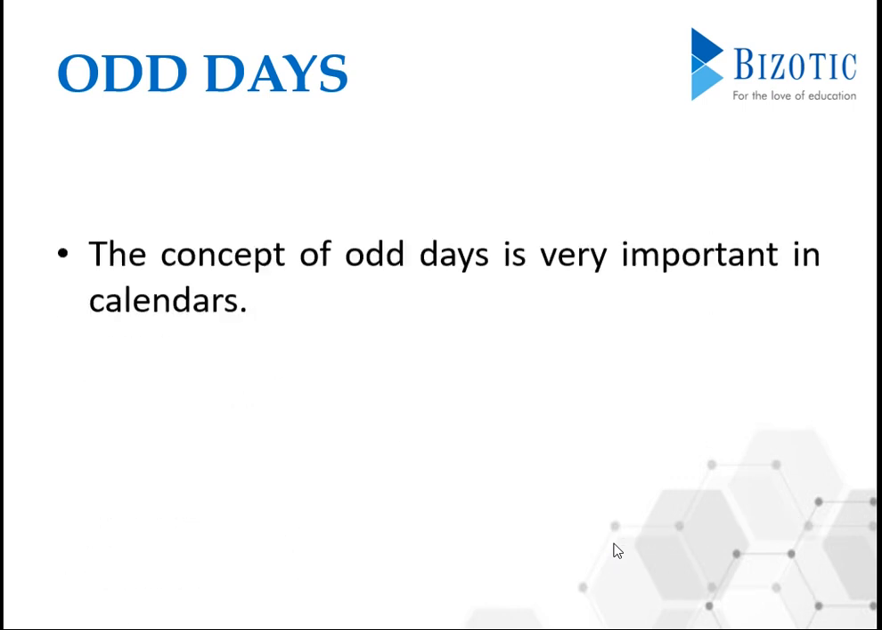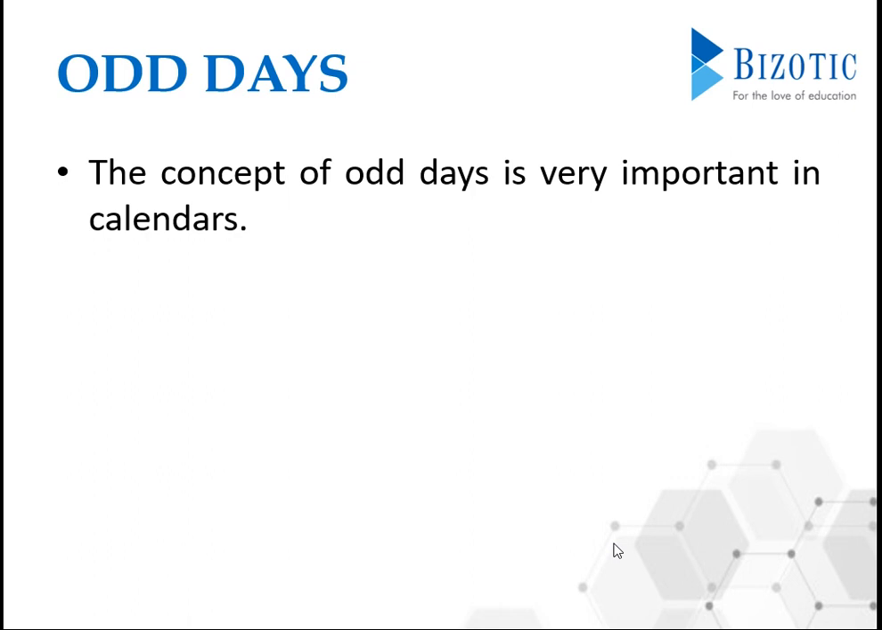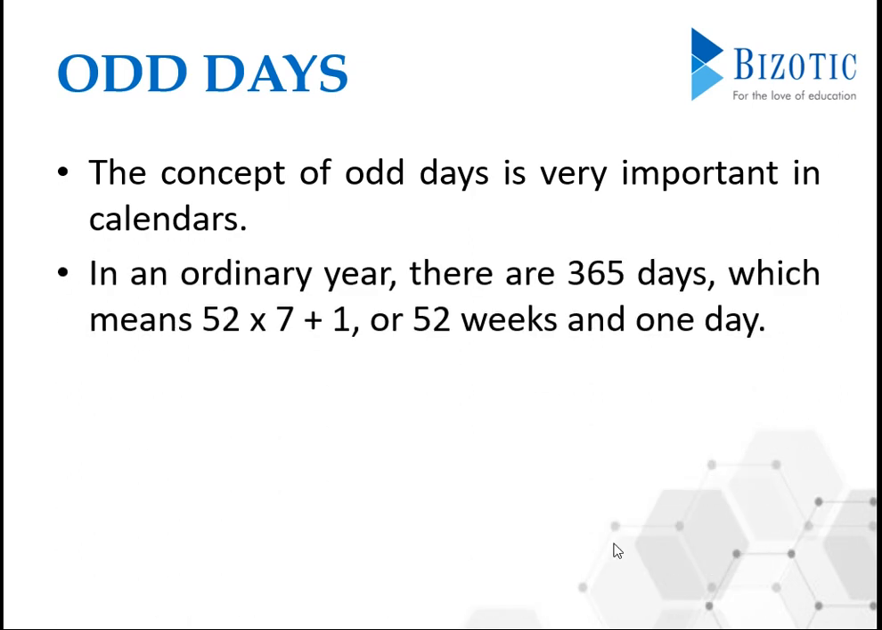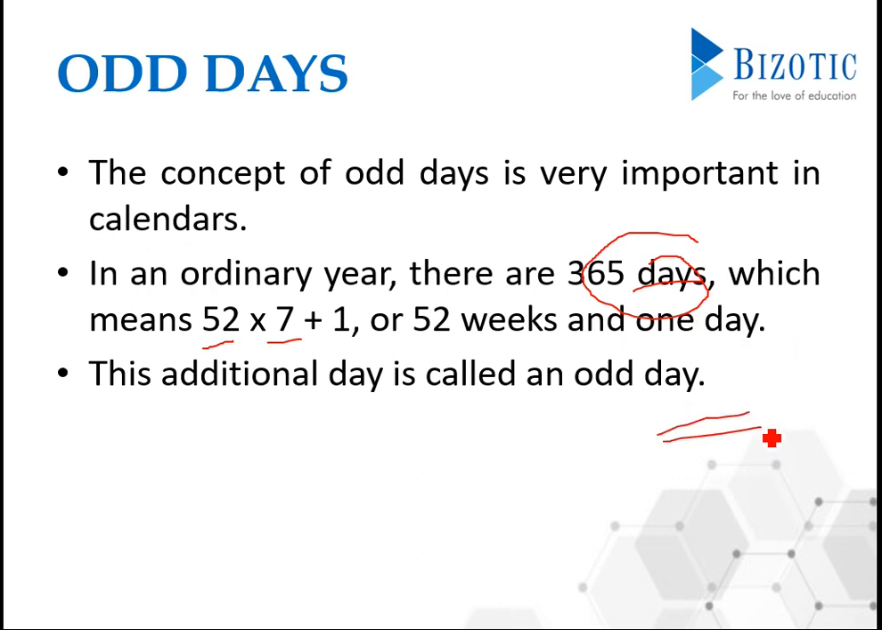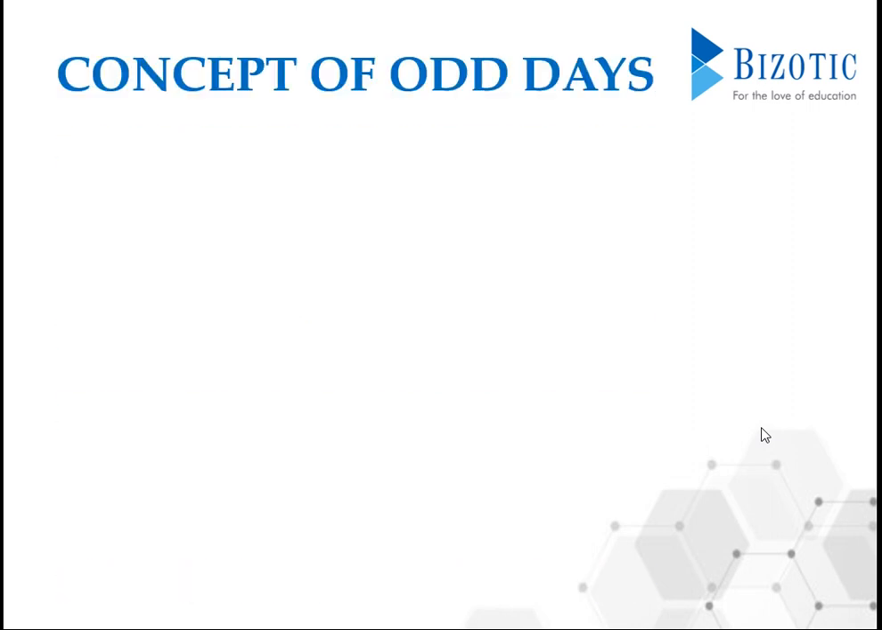Odd days. The concept of odd days is very important when it comes to solving calendar problems. In an ordinary year, there are 365 days. Yes, I know that it is 365 and 1 by 4 days, but on the whole, we consider it as 365 days, which means 52 weeks, that is 52 into 7 days, plus 1. So 52 weeks plus 1 day. That 1 day is called an odd day in every year. So an ordinary year will have 1 odd day and a leap year will have 2 odd days. So that's the concept of odd days.